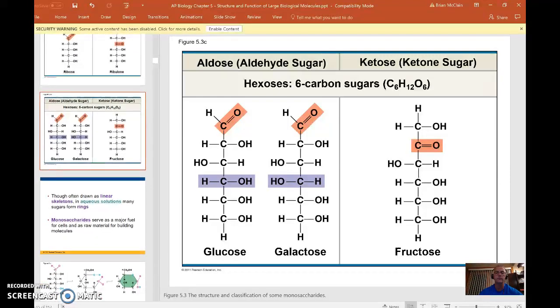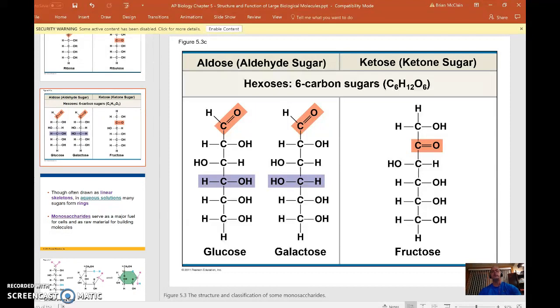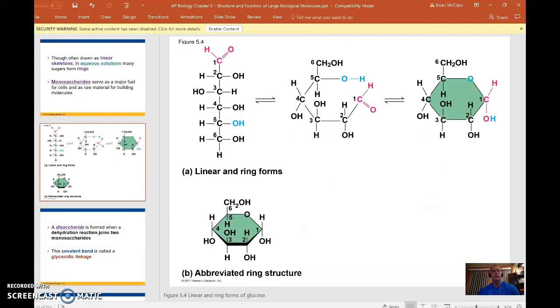Now the picture right here is showing us a chain form, but most of the time our linear forms are going to be translated into a ring form because they're going to be in aqueous environments. As a review, this picture right here is showing us the glucose in its ring form. And we can see all the carbons labeled on this one here.